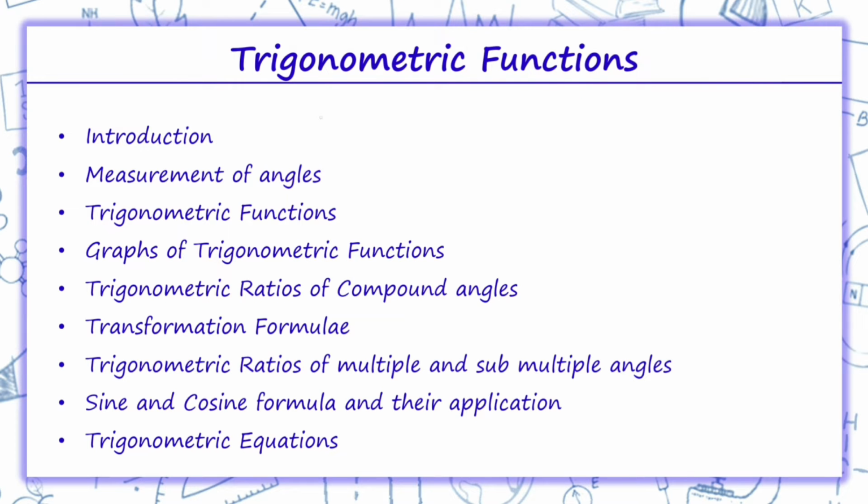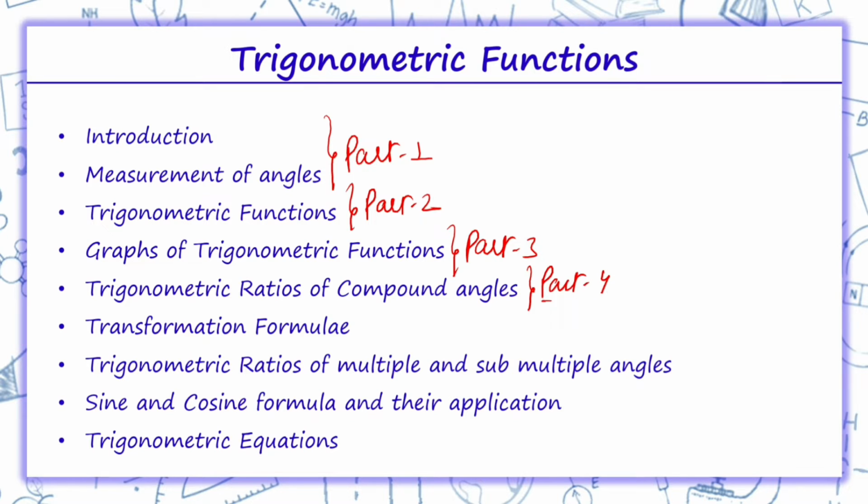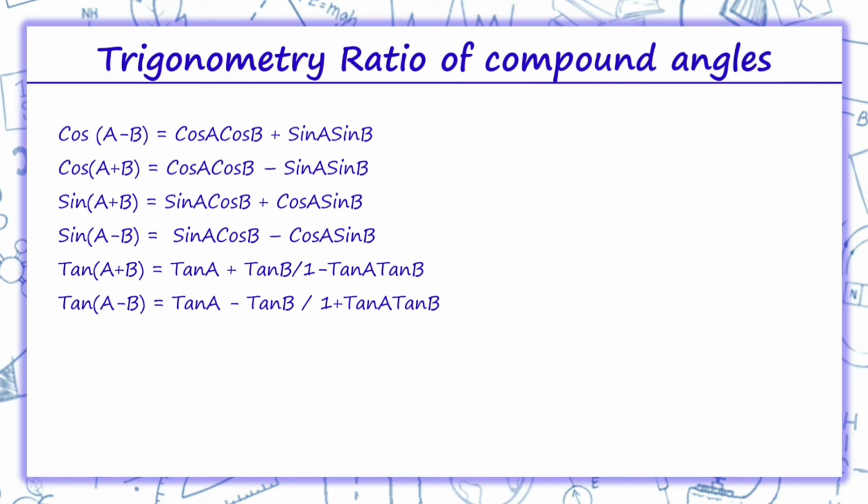See, in part 1 we studied introduction and measurement of angles. In part 2 we studied trigonometric functions. In part 3 we studied the graph of trigonometric functions. Now in part 4 we are going to study trigonometric ratios of compound angles. Coming on to trigonometric ratios of compound angles, we have certain formulas over here.